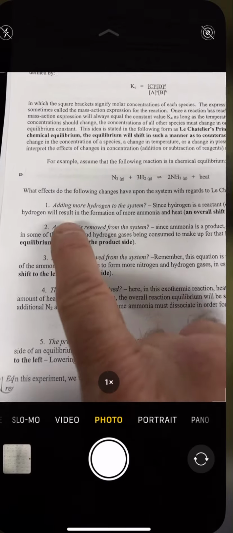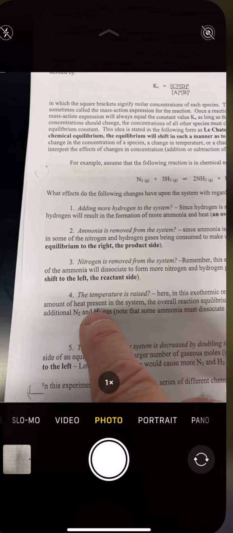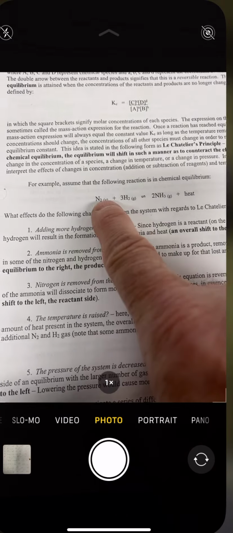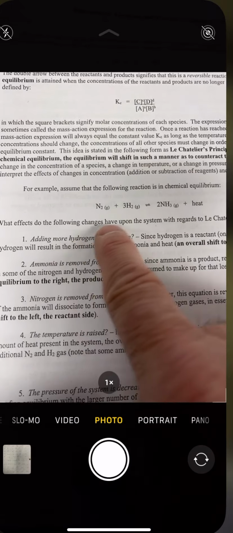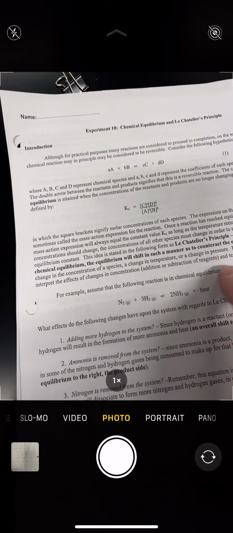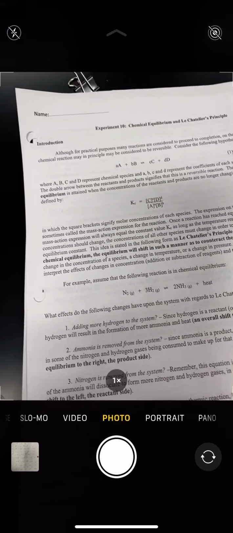Right, so they walk you through several scenarios. What happens if you change the temperature? If you add nitrogen, it shifts it to the right. If you add more hydrogen, it's going to shift it to the right. Right, so we can add to one side and push it the other way, or we can remove from one side and pull it towards that side. Okay, so that's the basic concept of Le Chatelier's principle.